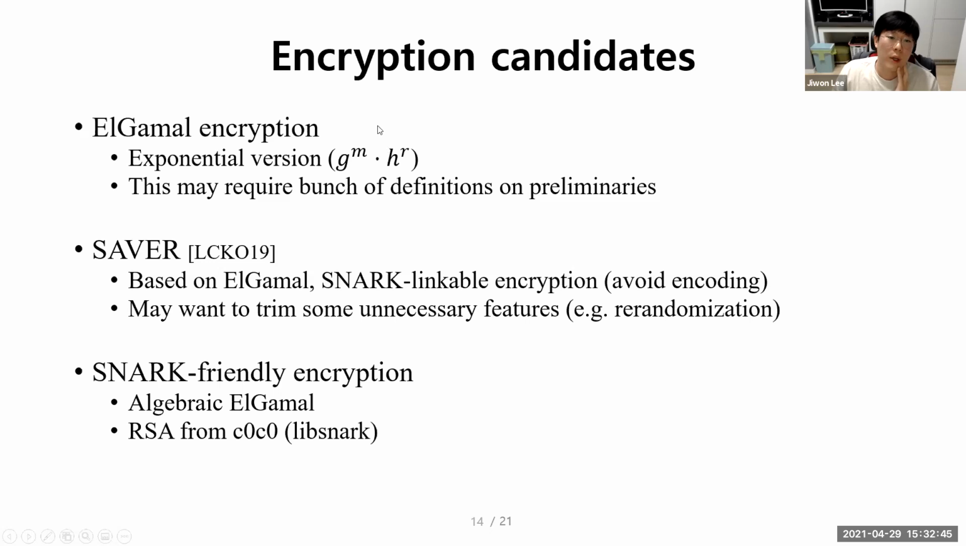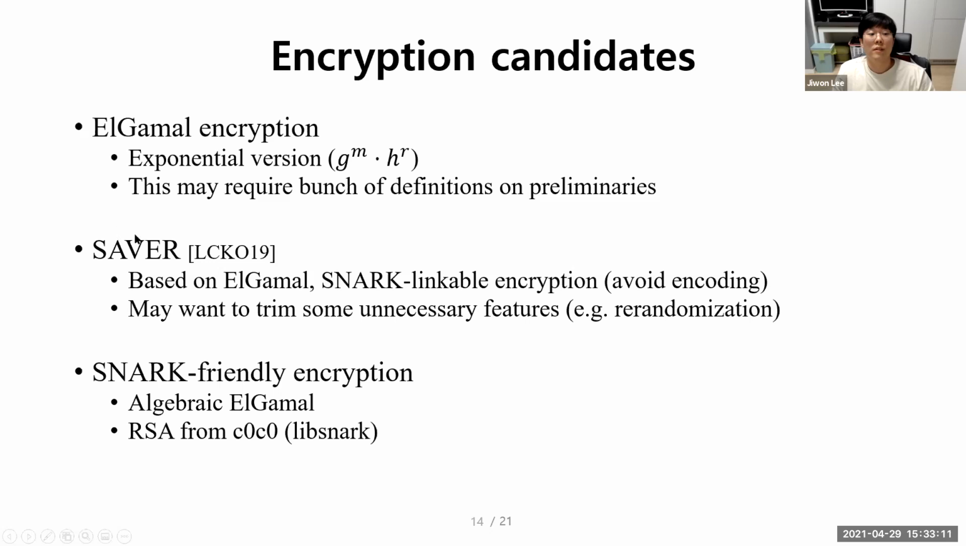But this may require a bunch of definitions on preliminaries, and also we should note that this only works for some small domain of the message, because we need to decrypt the message by finding the discrete log with brute-forcing the message in the group elements. And also there is a tiny problem of knowledge soundness, I think, because algebraic encryption doesn't really care about knowledge soundness, but the SNARK actually cares about it.